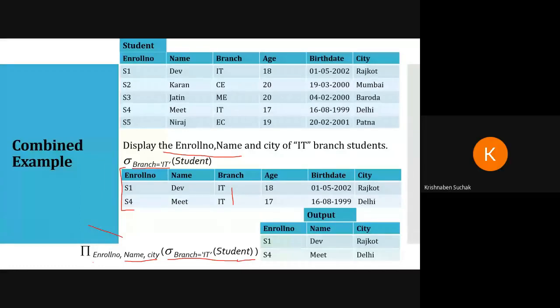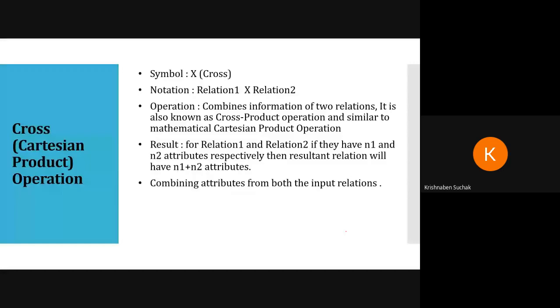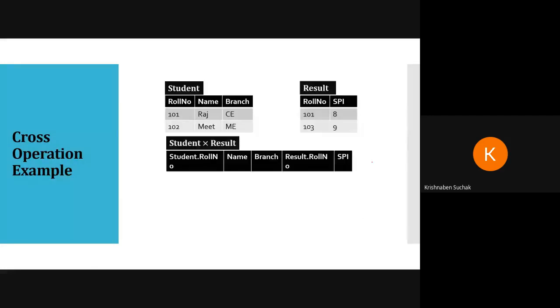Okay, we have covered this in the last lecture. Next we saw the cross product, or you can say Cartesian product operation. What is there in the cross product operation, you already know from mathematics, right? Let us go directly to an example.